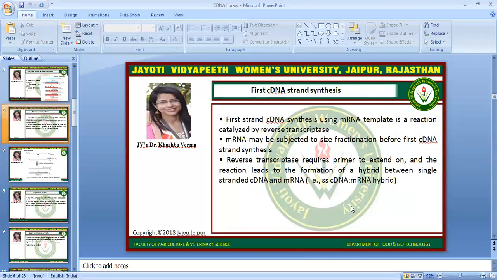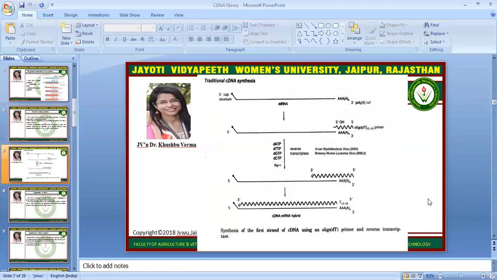Now we will discuss first cDNA strand synthesis in detail. First strand cDNA synthesis using a messenger RNA template is a reaction catalyzed by the reverse transcriptase enzyme, as I told you in the previous slide, and messenger RNA may be subjected to size fractionation before first strand cDNA synthesis. Reverse transcriptase requires a primer to extend on, and the reaction leads to the formation of a hybrid between single-stranded cDNA and messenger RNA. Here we can see again a flow diagram.